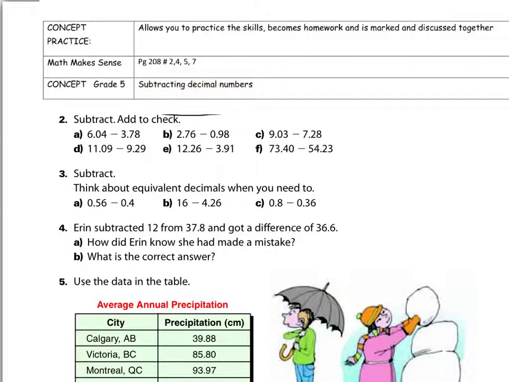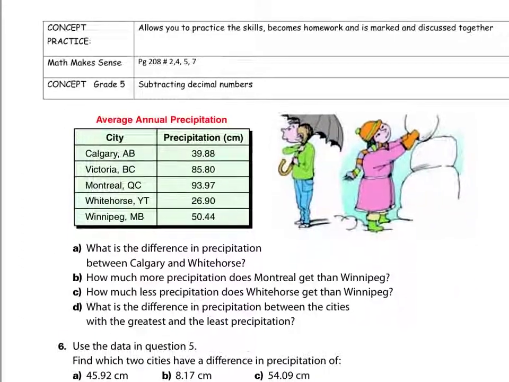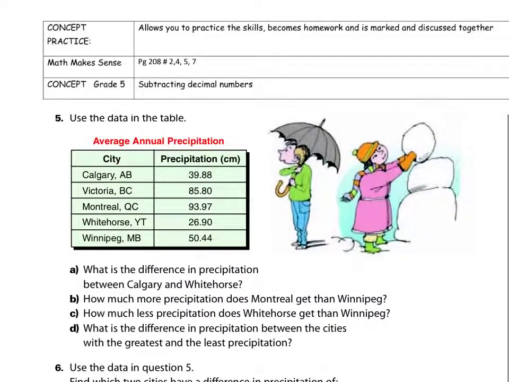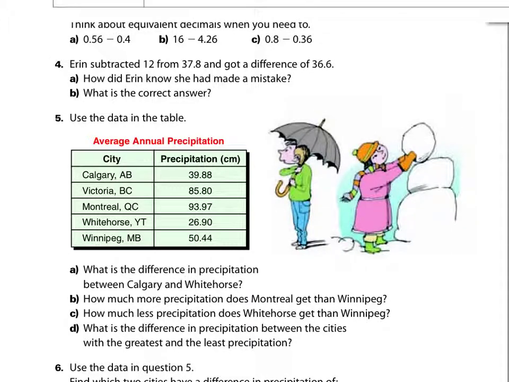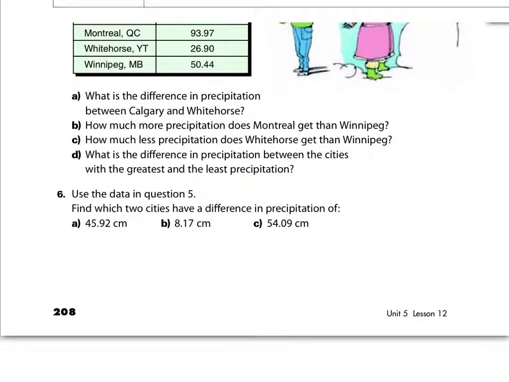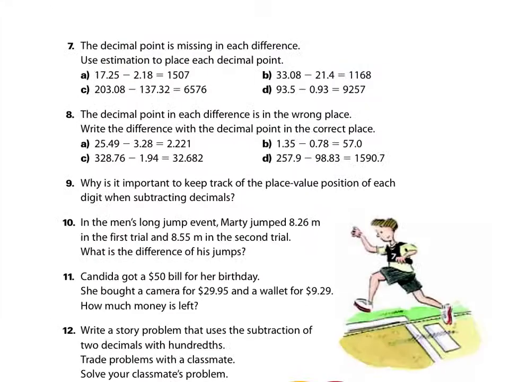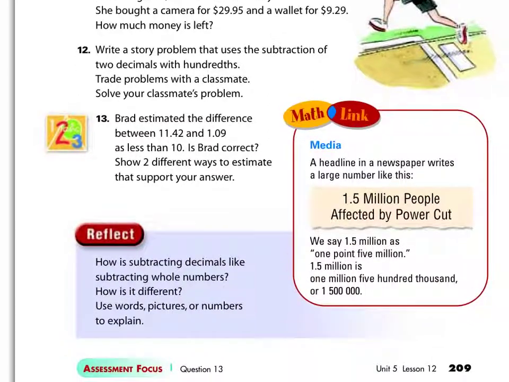All right, you are moving on to your concept practice, page 208, numbers 2, 4, 5, and 7, subtracting decimal numbers, using whichever strategy you prefer. And here's the decimal questions, numbers 2 to 4. And there's question number 5. I'm going to just get that out of the way there. And 6. And here's your second page, 7 to 11. 12 and 13, and the reflect prompt. As always, if you have questions as you go, please make sure to ask.